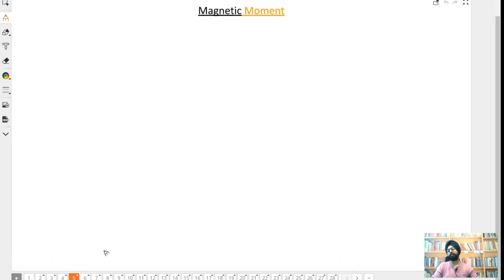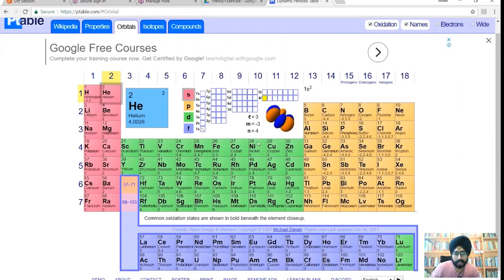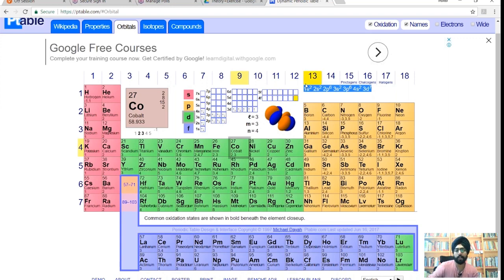Now let us talk about the magnetic moment. Whenever you write an electronic configuration, in a lot of cases, you have unpaired electrons. Let us take any case in which there are unpaired electrons. Let us take the case of cobalt. Cobalt has the electronic configuration 4s2 3d7.